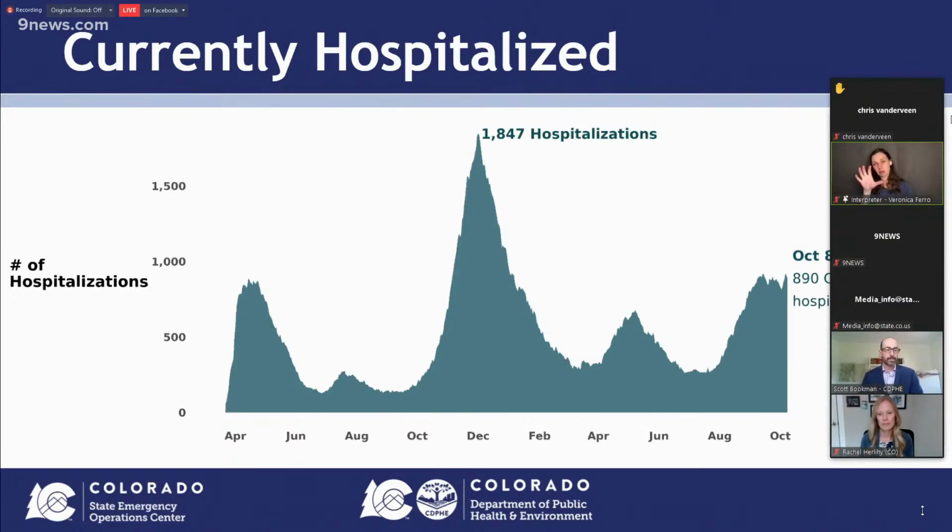So continuing to watch our hospitalization numbers very closely. Again, concern with that percent positivity as a leading indicator. Heading in the wrong direction, we will be keeping a careful eye on our hospitalizations as well. Next slide.